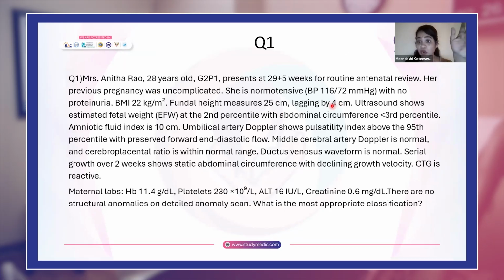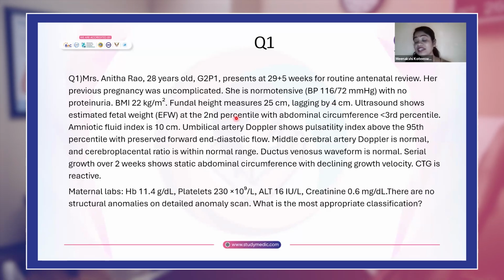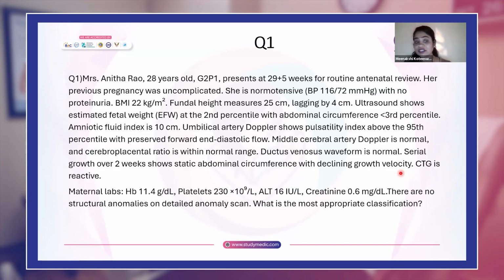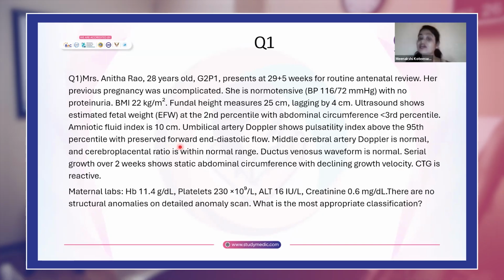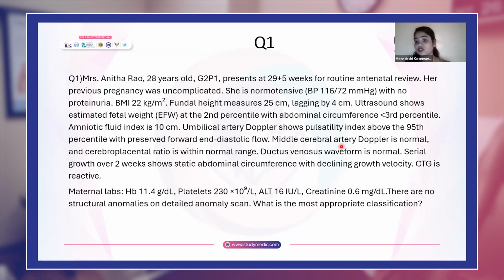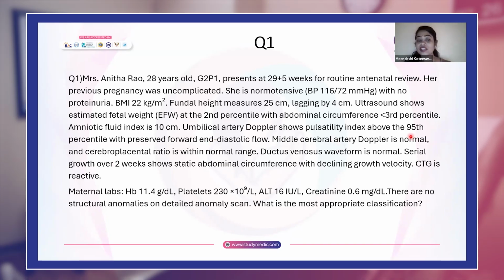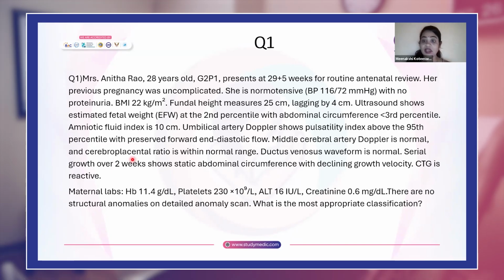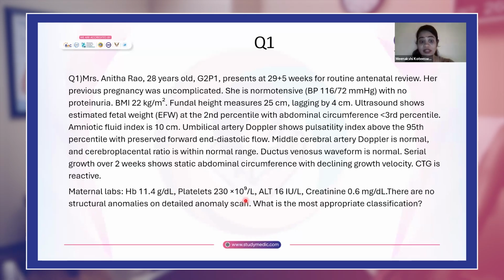Yes, the fundal height is small. Ultrasound was done, which showed the estimated fetal weight at 2nd centile with abdominal circumference of less than 3rd centile. Amniotic fluid index is 10 centimeters. Umbilical artery Doppler shows pulsatility index above 95th centile with preserved end diastolic flow. Middle cerebral artery is normal. CPR is also normal. Ductus venosus is also normal. Growth over 2 weeks shows static abdominal circumference with declining growth velocity, and CTG is reactive.